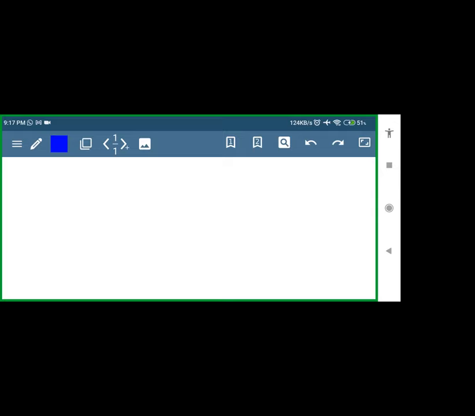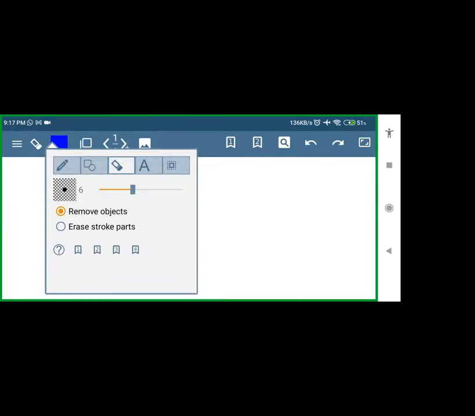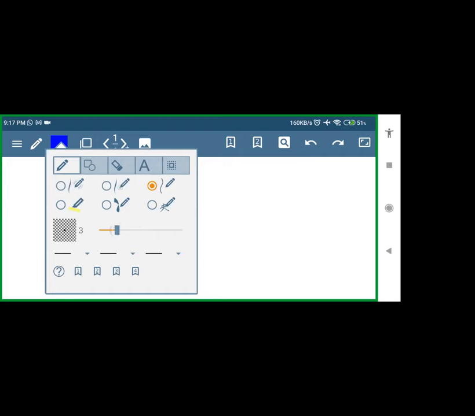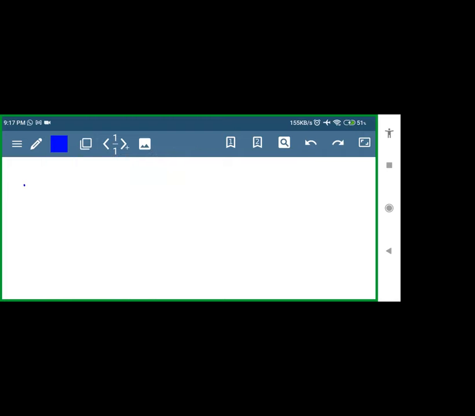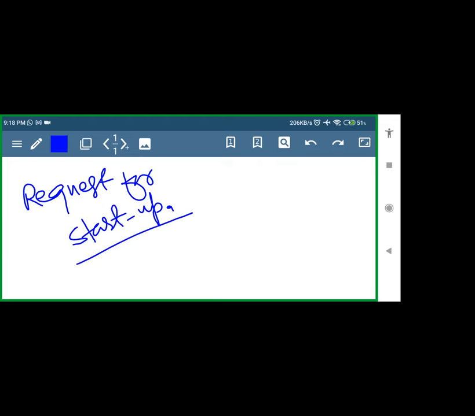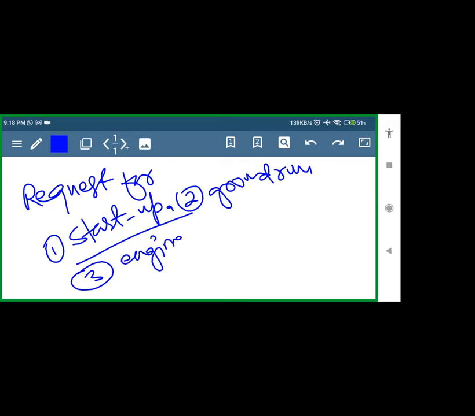So, one question to you all. In the very first question, you may get, otherwise also, if your question is such that: request for startup, or request for ground run, or simply you can say engine run up on idle power. So suppose these three are the questions.